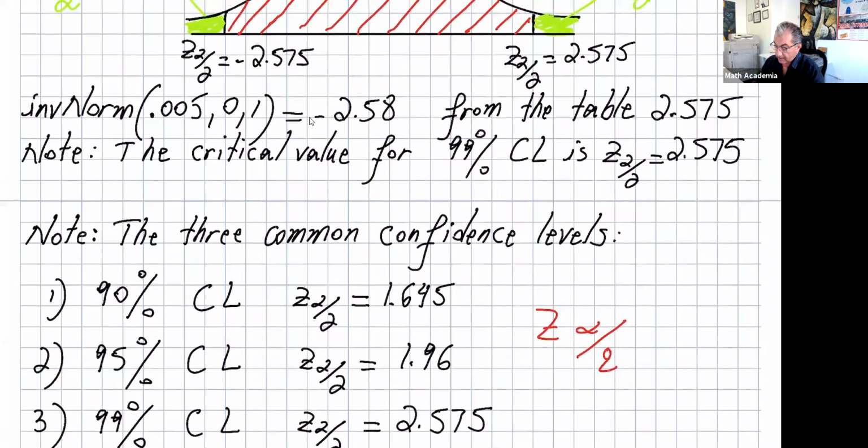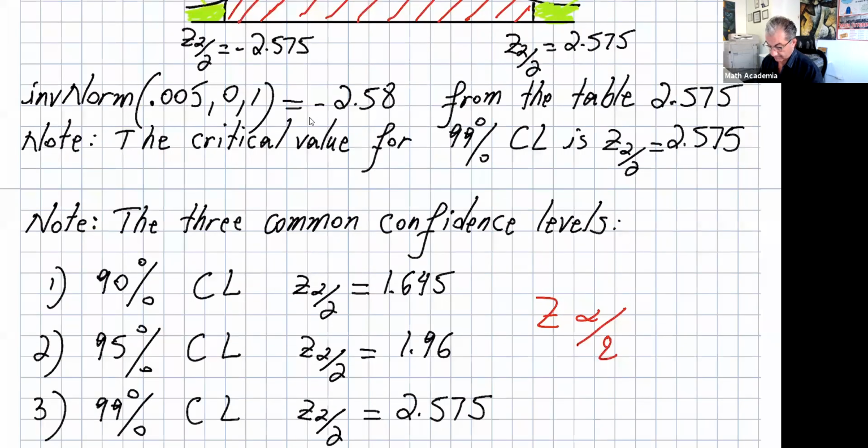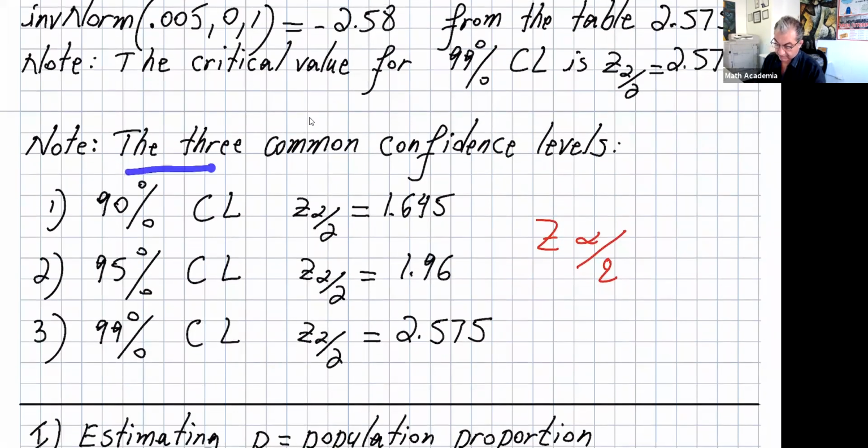So, and again, that's from the table, 2.575. The table is not needed for this video because the calculator does the work. So remember the 3 common confidence levels. 90% confidence level, the critical value is 1.645. It's a very good idea to memorize those. 95% confidence level is 1.96. 99% confidence level, the critical value is 2.575.